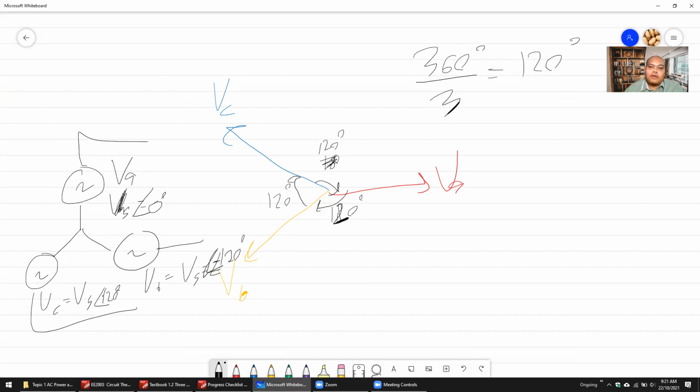One more thing you need to know: negative 120 degree is actually equal to 240 degrees. So you have to recall the angles. Remember, negative 120 is actually 240. So only the phase is different. The magnitude is still the same. The voltage magnitude for all 3 phases is the same. This one is important.